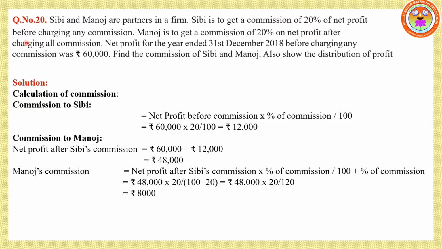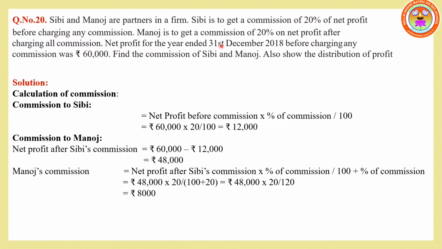So in this question, Sibi's commission is 20% of net profit before charging. Underline the word before. And Manoj is to get a commission of 20% on net profit after charging. Underline the word after charging. Before charging for Sibi, after charging all commission for Manoj. Look at the next one.